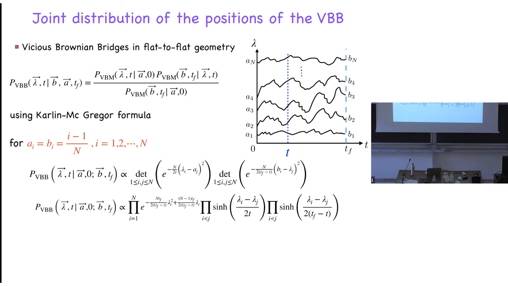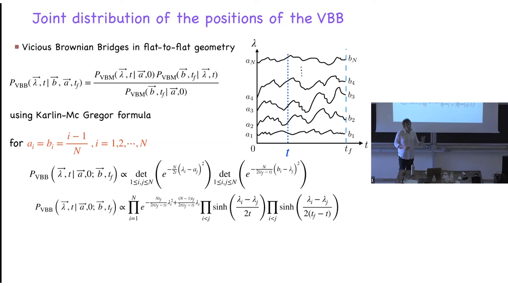Now, these ones here actually can be written as determinants. What is interesting to notice is that these are two determinants which are different: one is basically t here, while you have t_f minus t there. The only point where they do coincide is precisely t_f equal to one half.